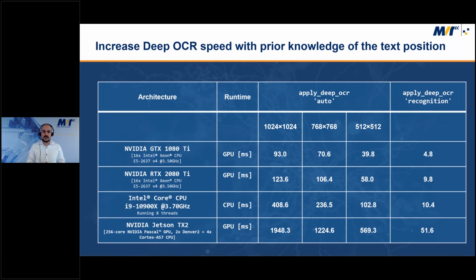This is quite significant, as you can see on the next slide, where we added a column to the benchmark from before. In this example, for the CPU, for example, we could reduce our time from 102.8 milliseconds to 10.4 milliseconds. So it's only 10% of the time anymore, because the detection of where the text is located takes the most of the time. So just use this hint if you want to use Deep OCR to speed up your application if you do not have the possibility to use powerful GPU hardware.